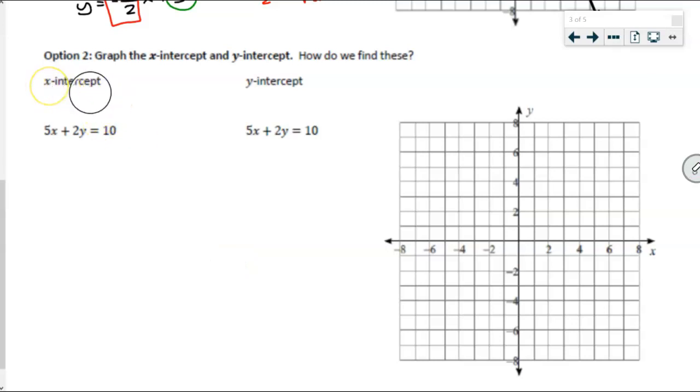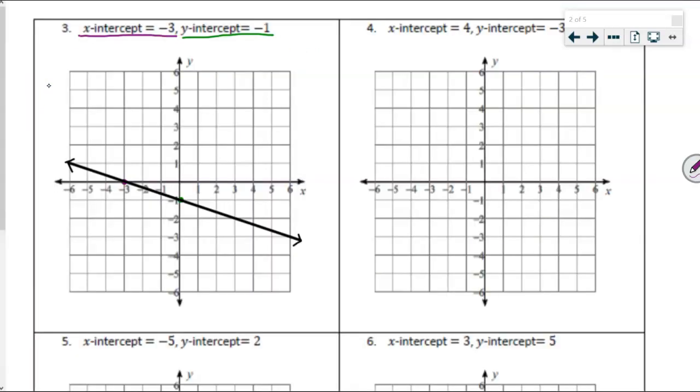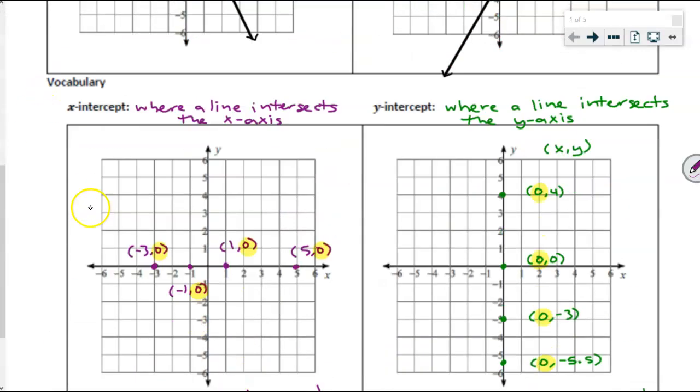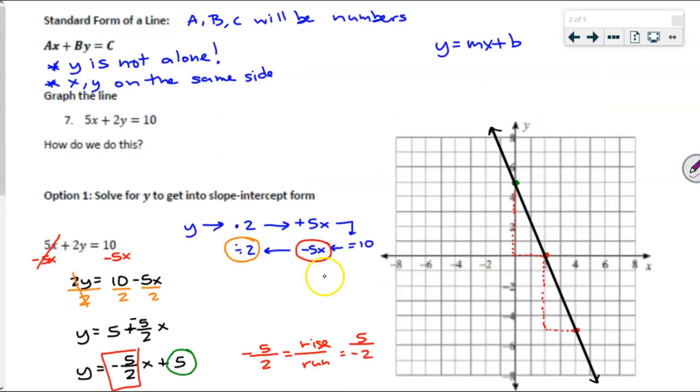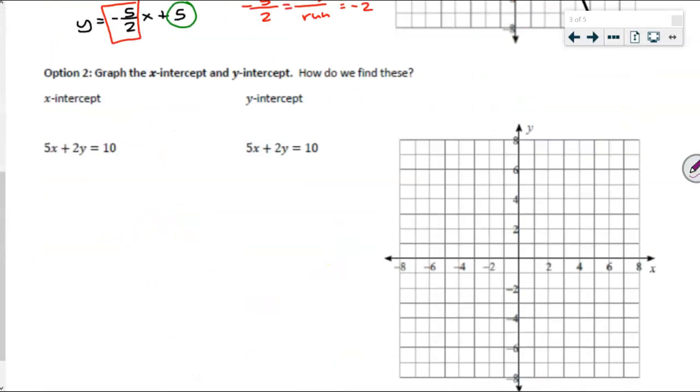Let's review x-intercept. What is something that I know about x-intercepts? X-intercepts are on the x-axis, but what do we know about x-intercepts? Seth? The y-coordinate is always 0. So, in option 2, we can just graph the x and y-intercepts, but we still have to do some work to find those. For the x-intercept, we have to remember that the y value is 0. That's going to help us.